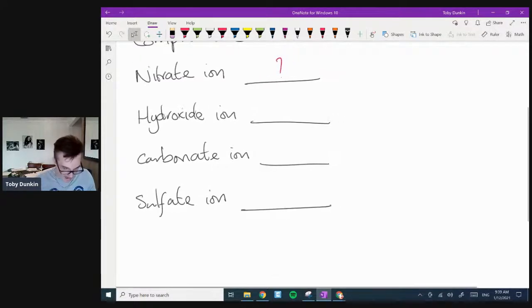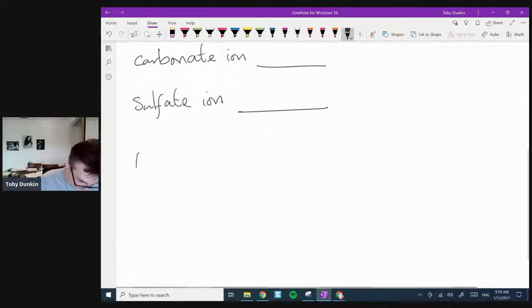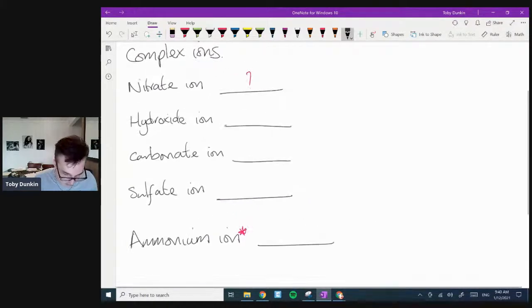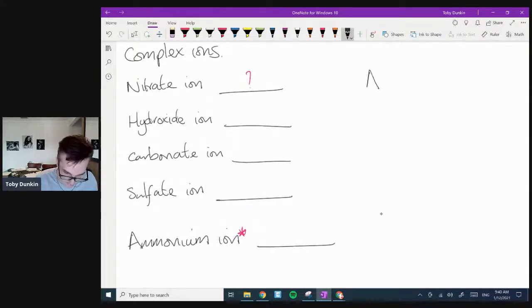And the last one is ammonium. That one, of course, needs to be flagged as special. Ammonium ion. This one is of particular importance. You guys will probably already know, for those people in the room who have been learning my others.